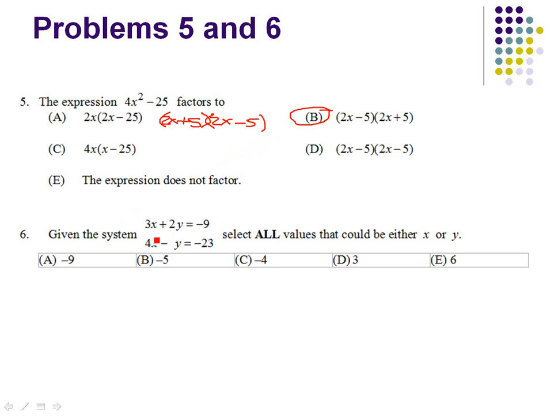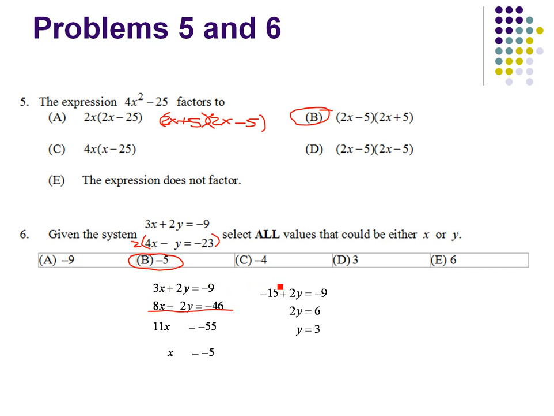Okay, for this system, I'm going to take this equation. I want to get the y's to cancel, so I'm going to multiply this one by 2. That gives me 8x minus 2y equals -46. I'm going to add those two together. So let's take these two equations and add them up. I got 11x equals -55. Divide by 11, x equals -5. There's one of my answers. Then I'm going to plug negative 5 back into either one of the equations, but I'll just use the top one. So I get negative 15 plus 2y equals negative 9. When I solve for y, I get y equals 3.